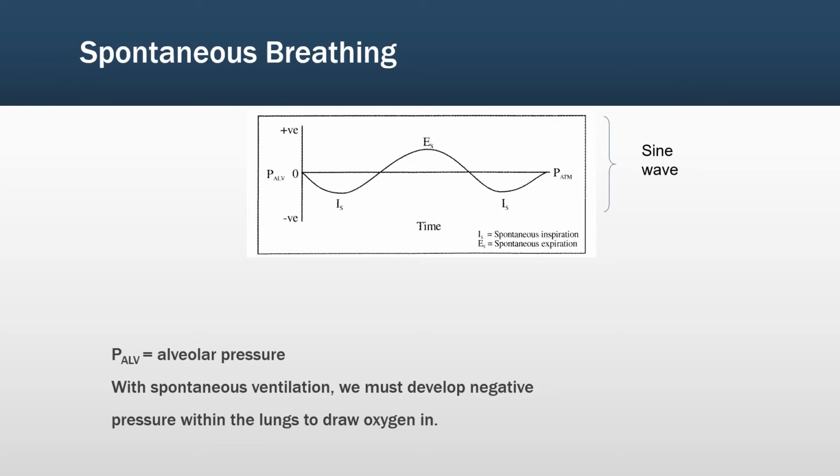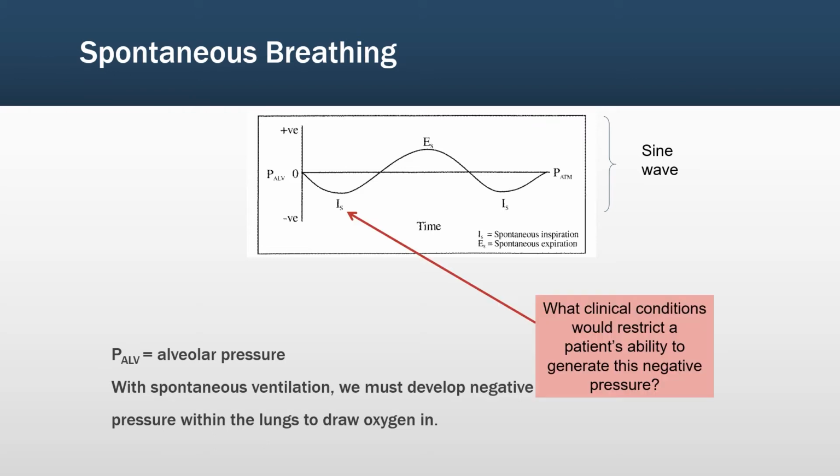In the above diagram, you will see that at the beginning of inspiration, P-alv is negative, becoming more negative until it reaches a peak. At that point, the diaphragm relaxes and air moves out of the lungs as P-alv becomes positive. Knowing this, can you think of a few clinical conditions that would restrict a patient's ability to generate a negative pressure necessary to initiate inspiration? Take a moment to pause the video and write down a few conditions.